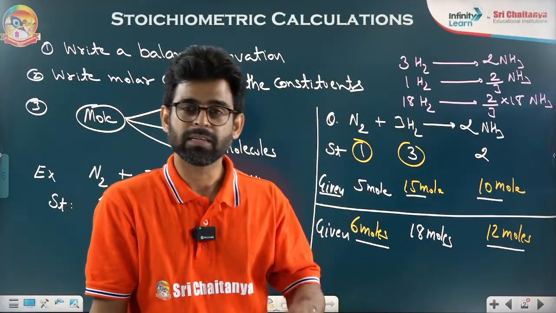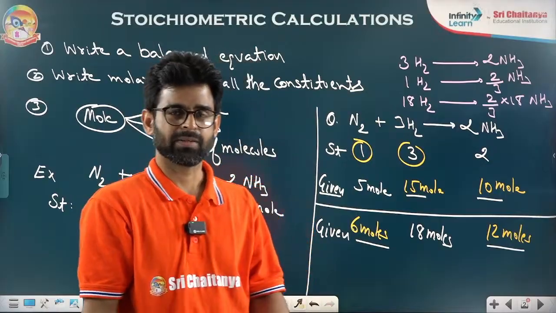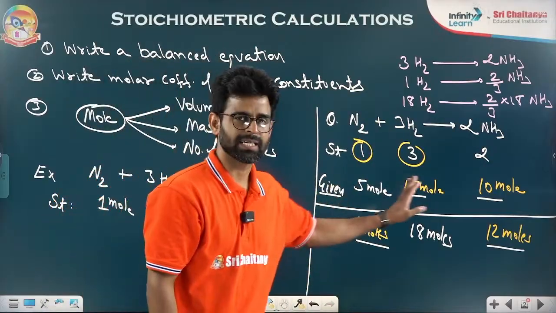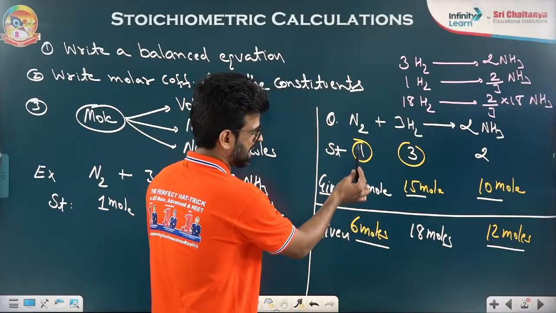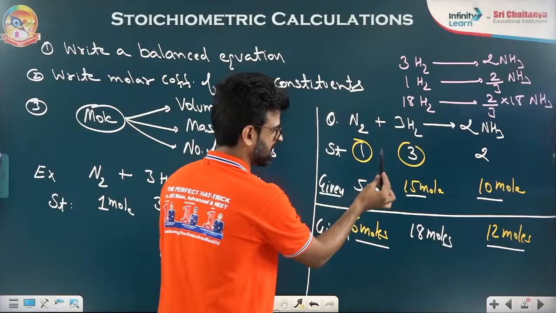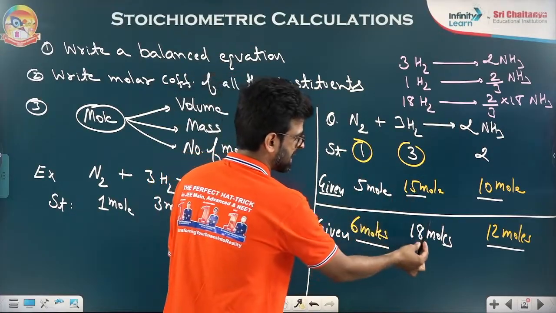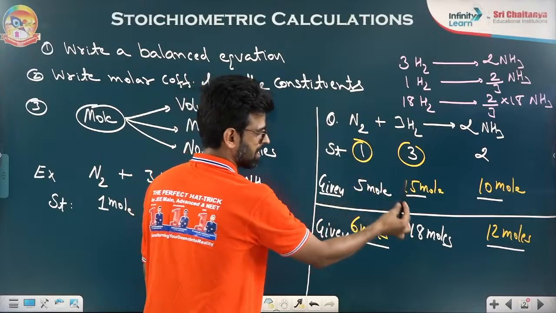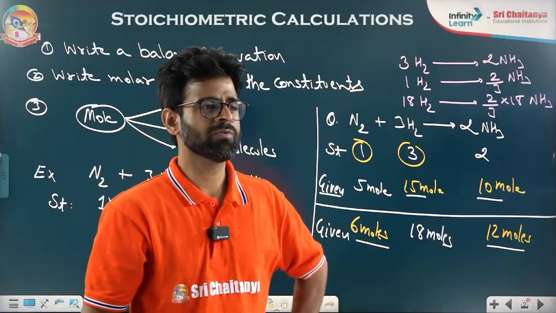Just apply the unitary method here. If you can't think it directly, look at it carefully. Like I said here, 1 needs 3, so 5 need how much? 15. Similarly, for 18, 3 needs 1, so 18 is how much? 6. Unitary method. I hope we are clear about this.